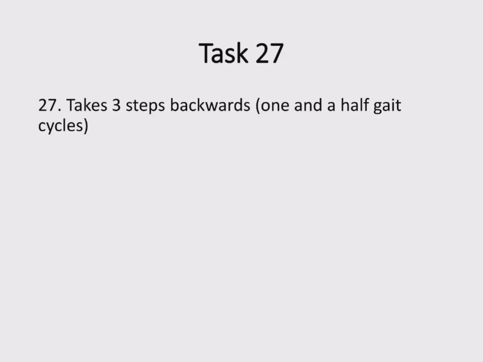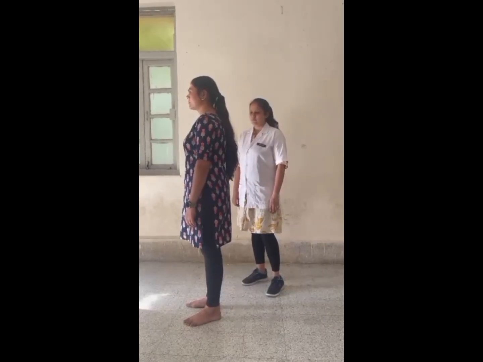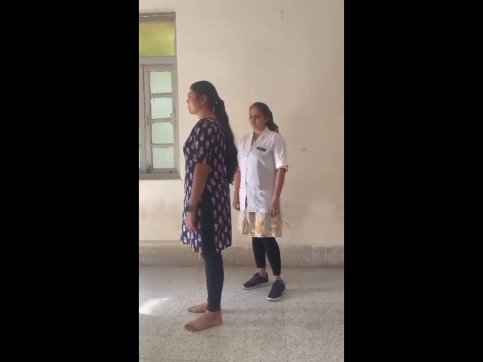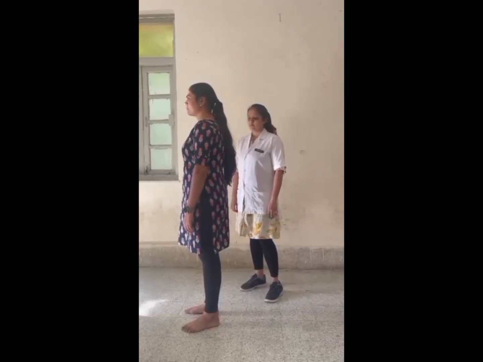Task 27. Takes 3 steps backward or 1.5 gait cycle. Ask patient to take 3 average size steps backwards, placing one foot behind the other.